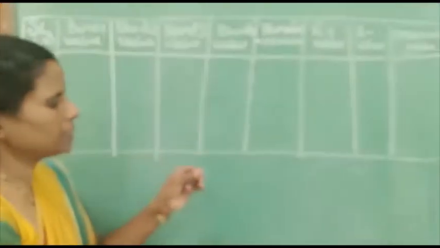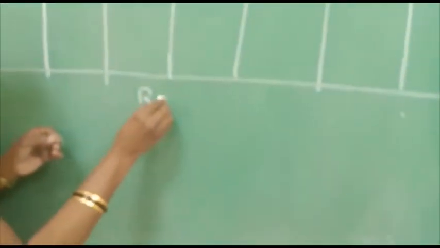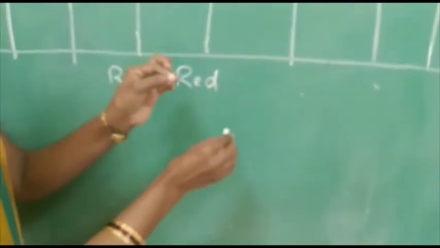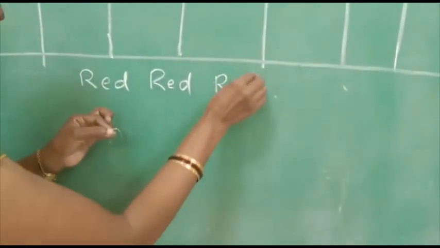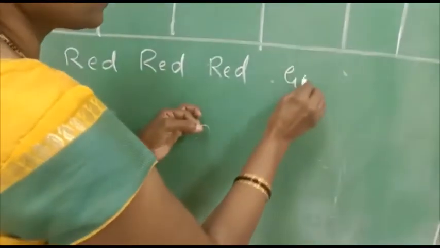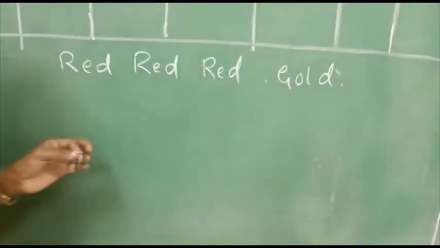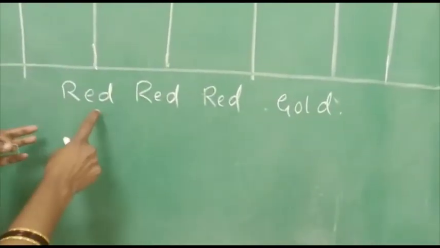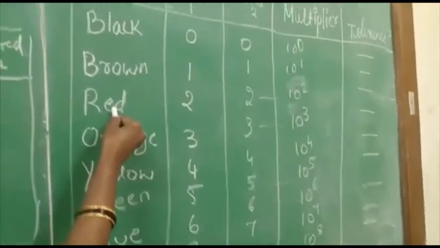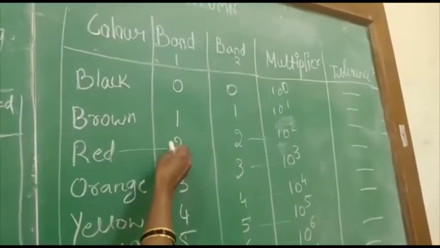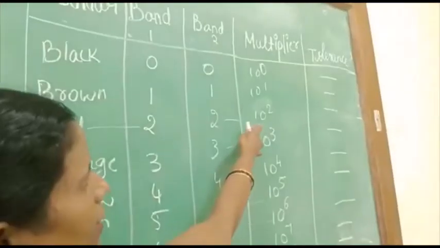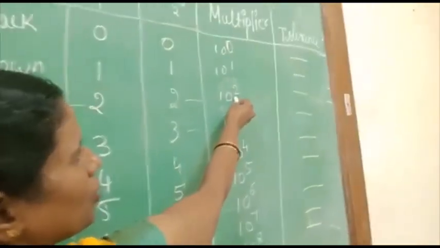See, the first color is red. I'll write down red. The second color is red. The third band color is also red, and the fourth band color is gold. Okay, so for the value of the red color, you can refer to the table here. See students, the value of red is 2 for the first band, for the second band it is 2, and for the third band, which is the multiplier band, it is 10 to the power of 2.